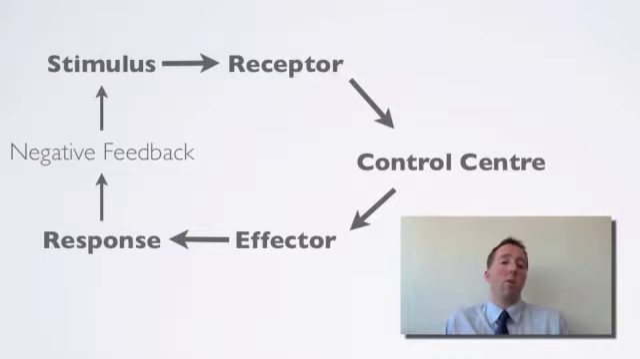The stimulus might be you're cold, a receptor might be the temperature receptors, the control center might be the brain. The brain sends a message to our muscles again, and this time we shiver. And as a result, we get warmer.